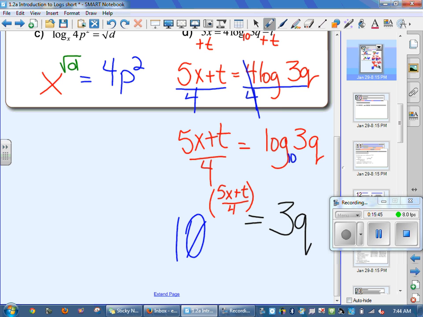Let's move on and see what this next challenge question looks like. Give it a try. Push pause now. Push play when you're ready.